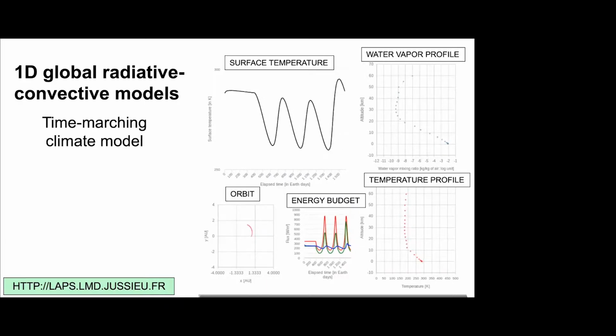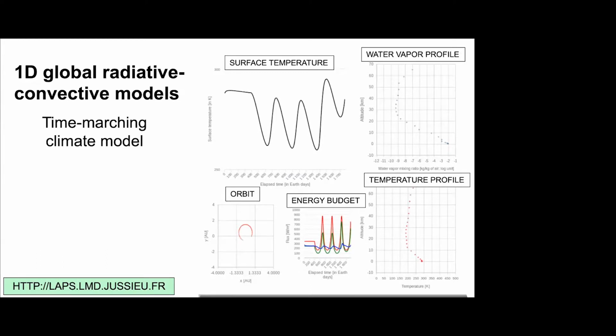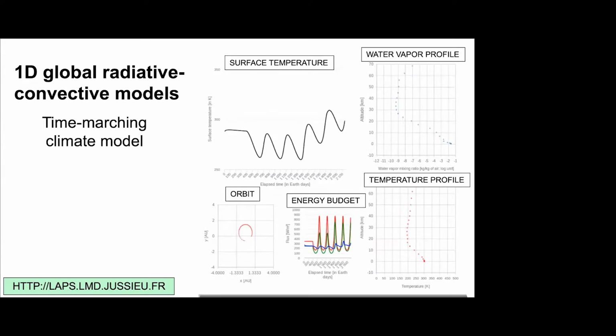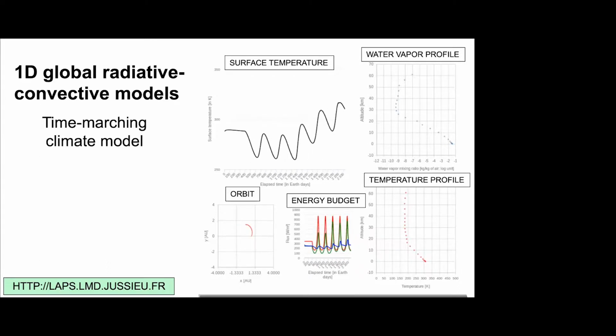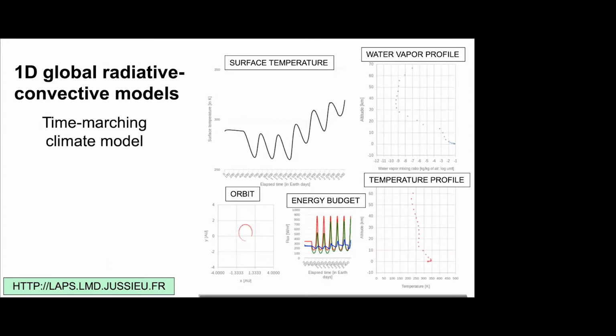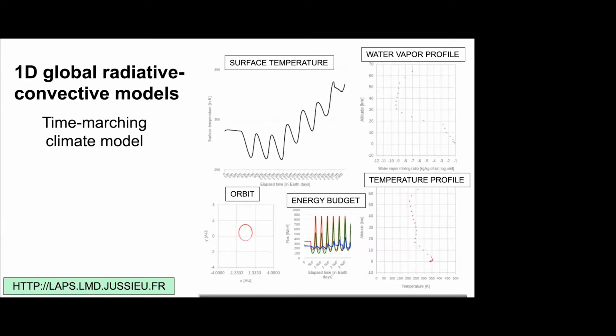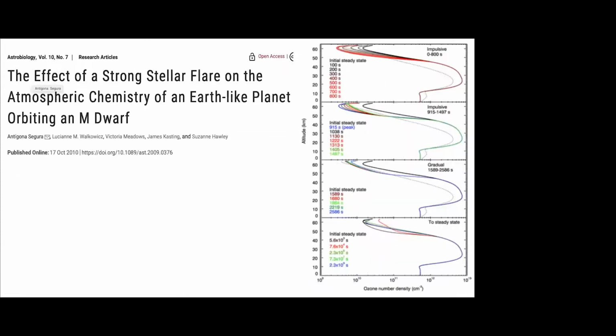That allows you, compared to the 1D inverse model, to compute self-consistently the upper atmosphere temperature profile of your atmosphere. I think the best paper I have in mind that took advantage of this 1D time-marching model is this paper by Antigona Segura in 2010, where they used the power of this model to explore the response of an Earth-like atmosphere to strong stellar flares that may affect, in a time-marching way, the thermal profile of the atmosphere and the ozone profile of the atmosphere.